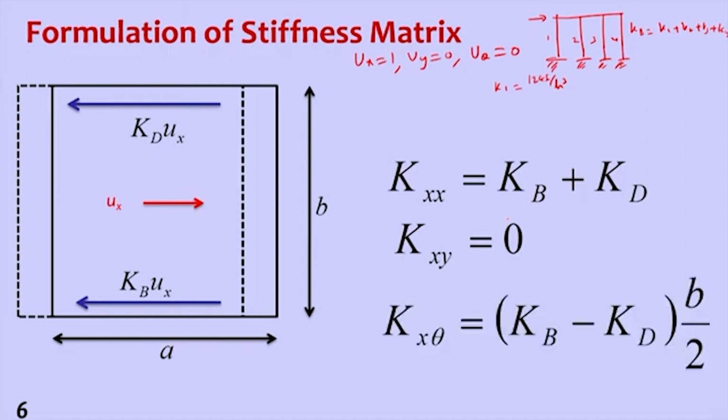Then theta direction rotation is in this. So Kx x direction, Kx y direction, Kx theta direction. You can see this one is clockwise. So if we take moments of the forces at this location, it is Kb into B by 2.